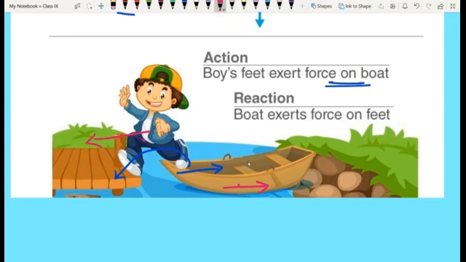So this is a situation where this is an action, this is a reaction. Both action and reaction are applied on different objects. Action is on the boat, reaction is on the body of the person. This is about action and reaction, and the magnitudes of action and reaction are equal and their directions are opposite. This is the third law of motion.